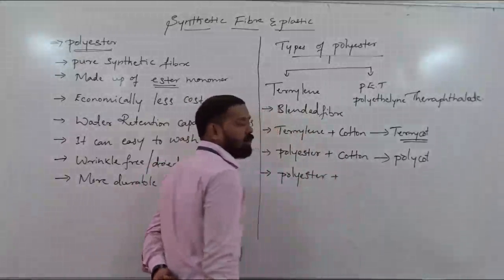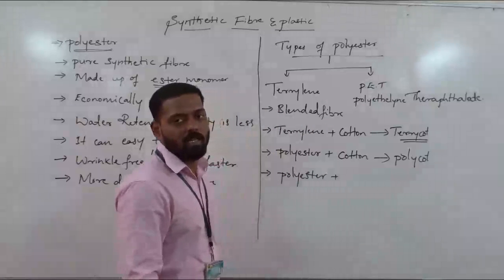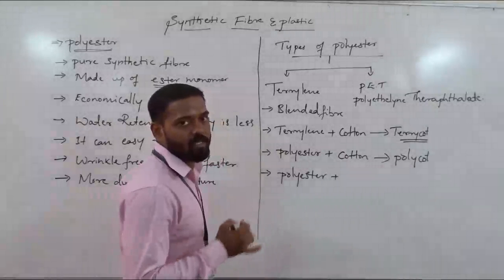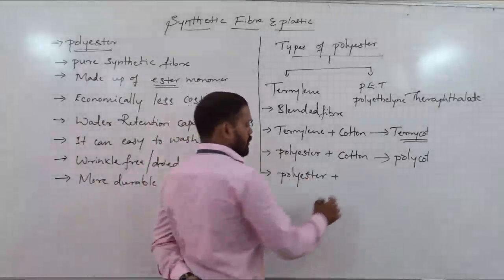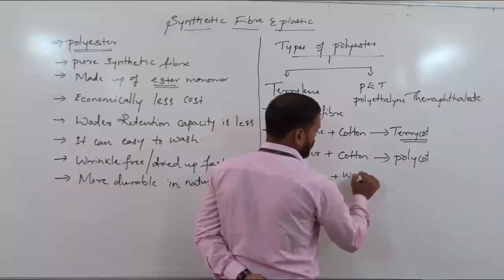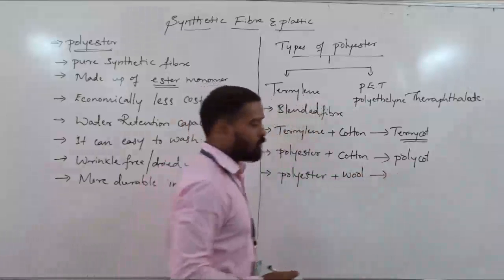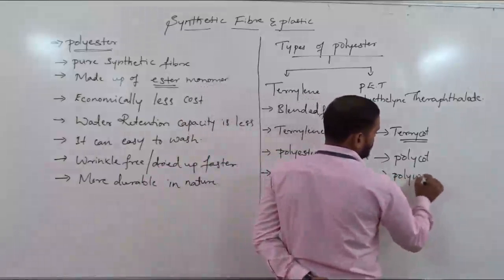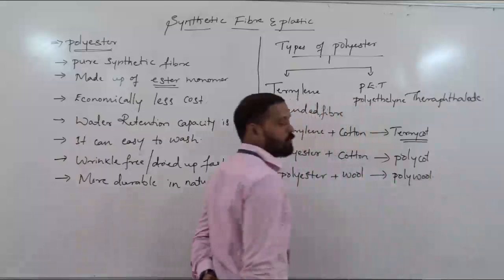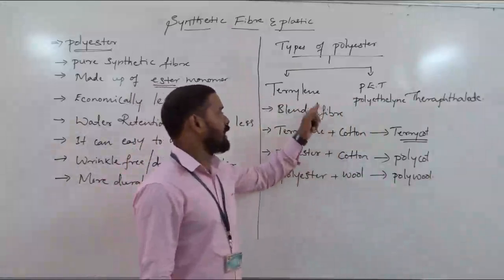Nowadays in the market, varieties of fabrics are coming that look exactly like wool. Some synthetic fibers are mixed in that. So take polyester and mix it with wool. When polyester is mixed with wool, what will you get? Polywool. Understood? So this is also one of the blended fibers.